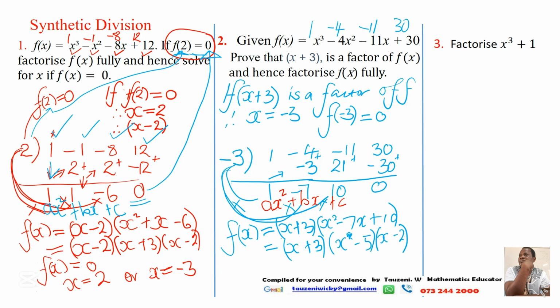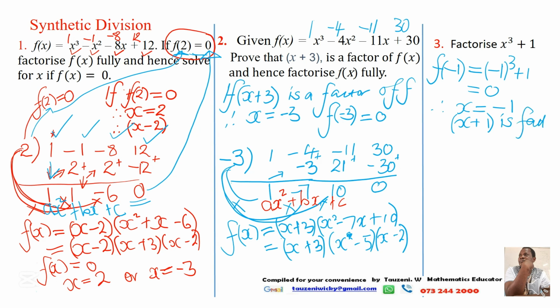Just to emphasize again, number 3, I have this expression here. Now, for me to begin my factorization, I need one number that can give me 0 if I substitute into x. In my case, the number is -1. So -1 cubed plus 1, the answer is equal to 0. This means x is equal to -1, and therefore x plus 1 in brackets is a factor.